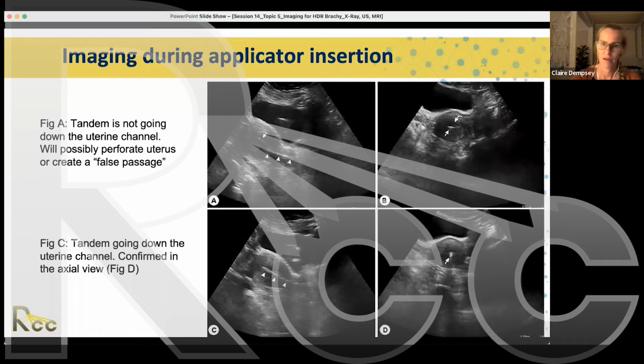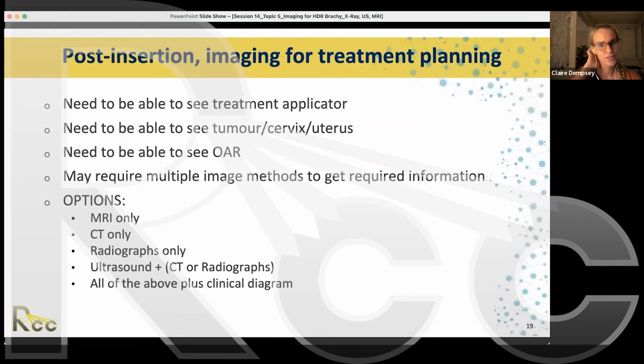And this is really where ultrasound is so helpful. You know, it takes a little bit to interpret the images of what you're seeing, but once you know what it is that you're seeing, the information that they give is really, really valuable. So post-insertion and imaging for treatment planning is, well, it's obviously the most important imaging that you have. You can't plan a treatment without any images. So this would be the most important image set. And then I would say the insertion image is your second most important image set.